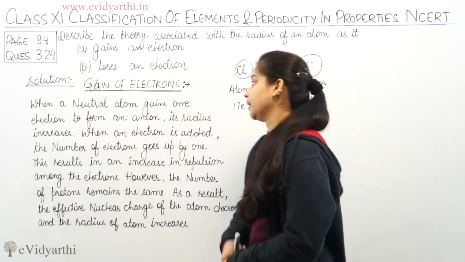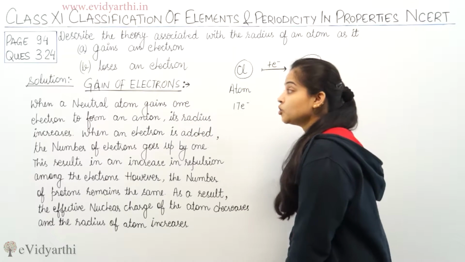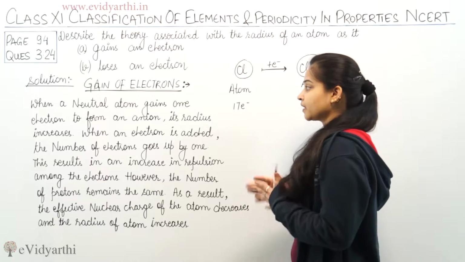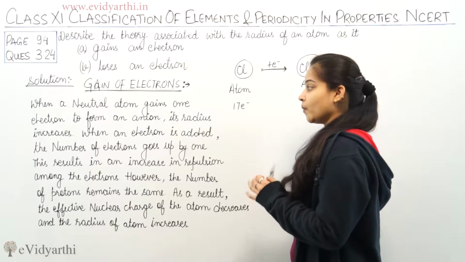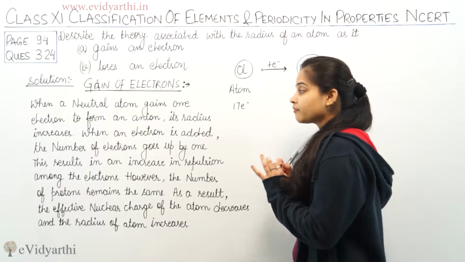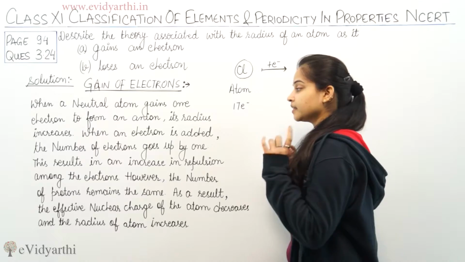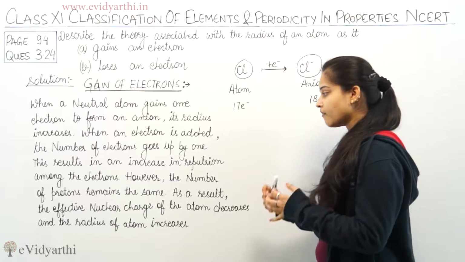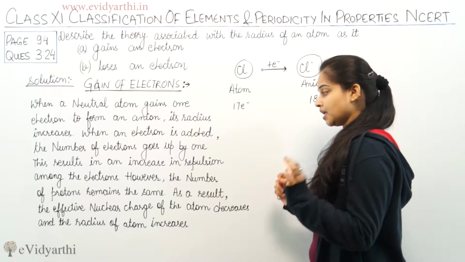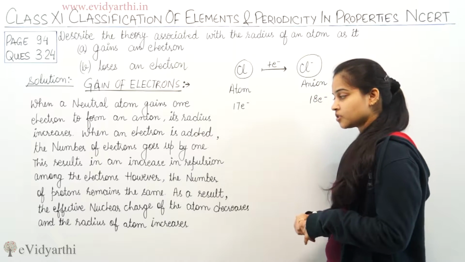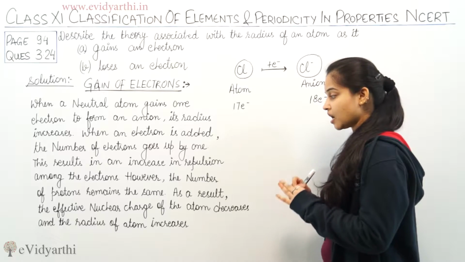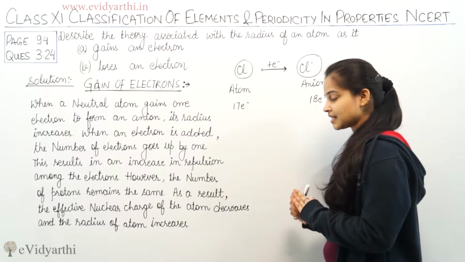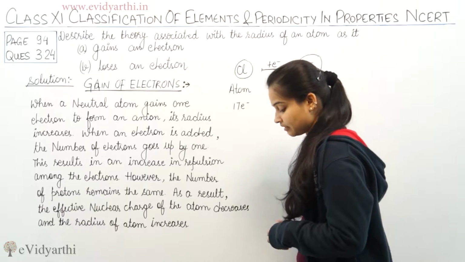Fine, so please have a look over here. When a neutral atom gains one electron to form an anion, its radius increases. When an electron is added, the number of electrons goes up by 1. This results in an increase in repulsion among the electrons in the atom. However, the number of protons remains the same. As a result, the effective nuclear charge of the atom decreases and the radius of an atom increases.